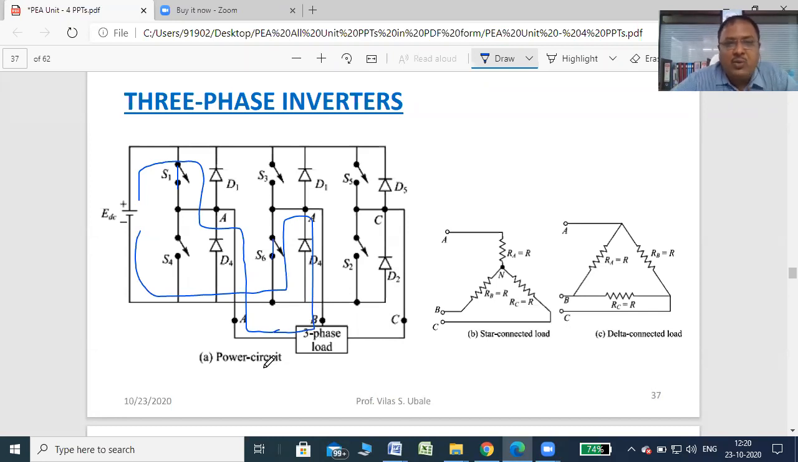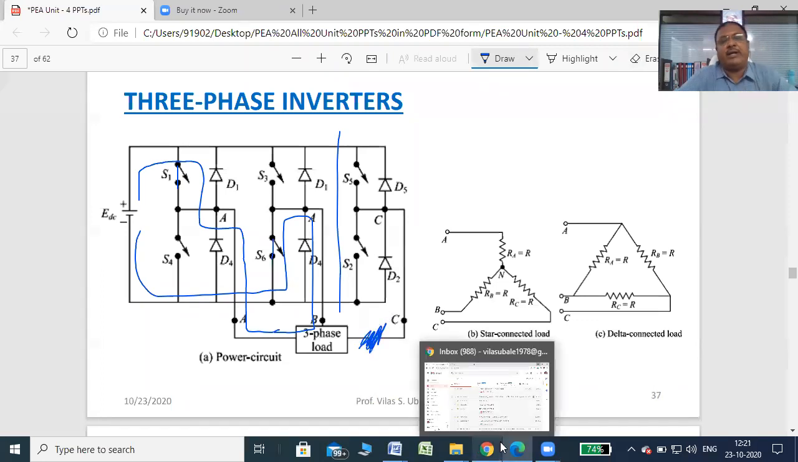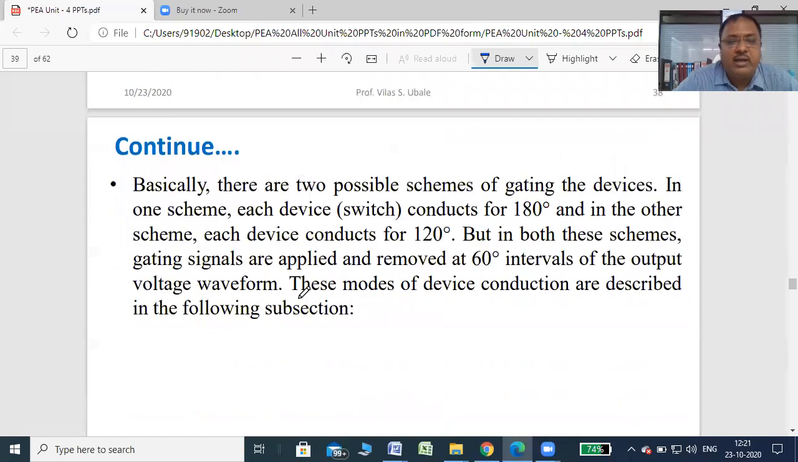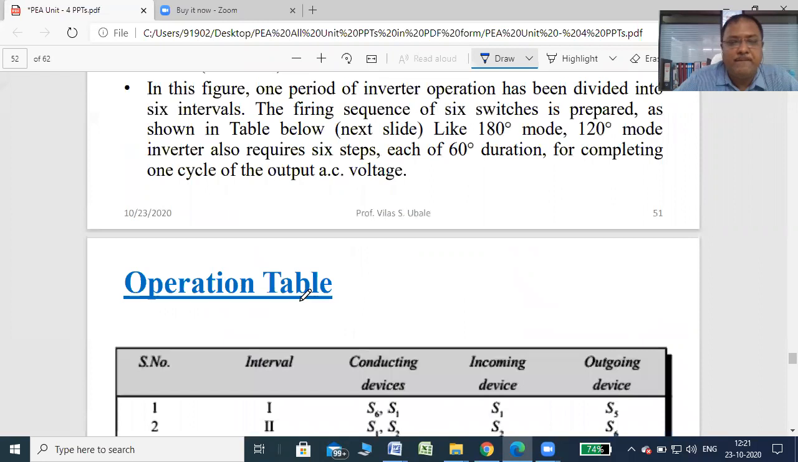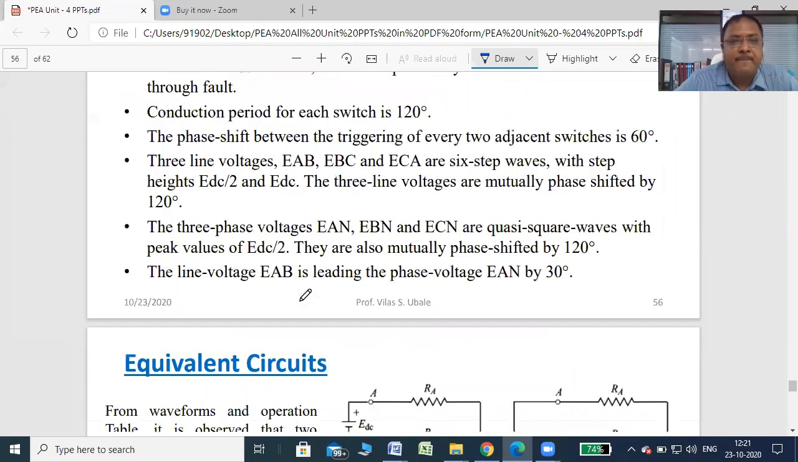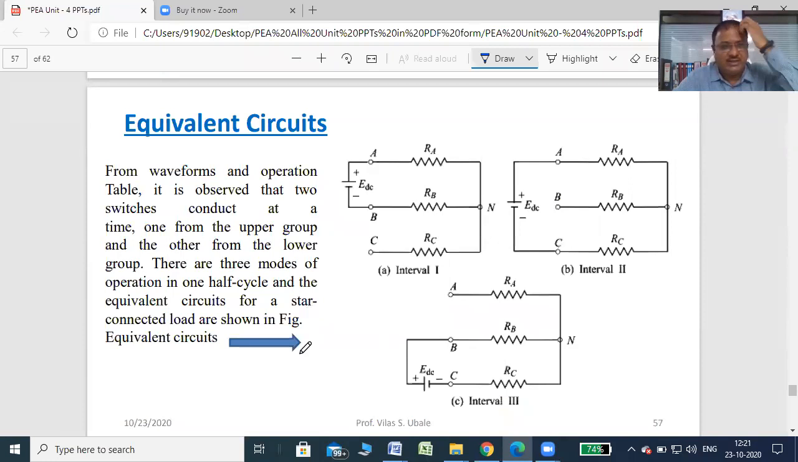Yes. Now phase 3 is open. This is most important because no switch is on in the third half bridge converter, single phase inverter, you can say. S5 and S2 both are off. So phase C is discontinuous or disconnected. C is not connected. And you can check here the equivalent diagram of 120 conduction mode. These are the equivalent circuits.